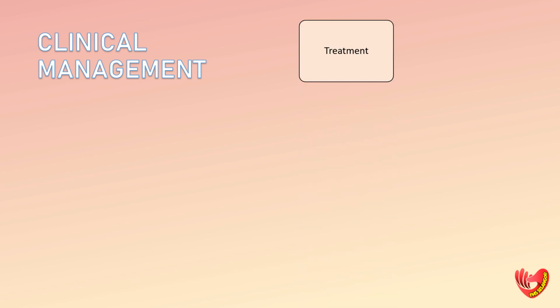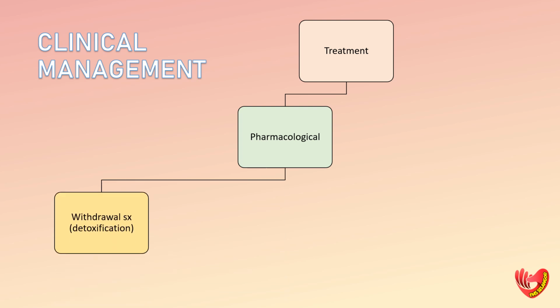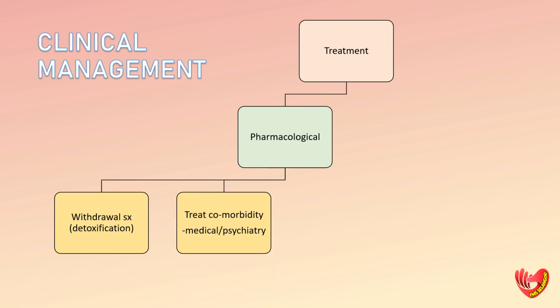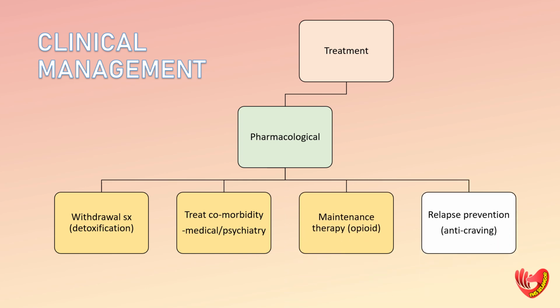Now, this flowchart simplifies the earlier point if we separate treatment into pharmacotherapy and non-pharmacotherapy. Medication is only given in cases of detoxification, to treat medical or psychiatric comorbidities like diabetes or schizophrenia, starting maintenance therapy in opioid use disorders, or for relapse prevention.